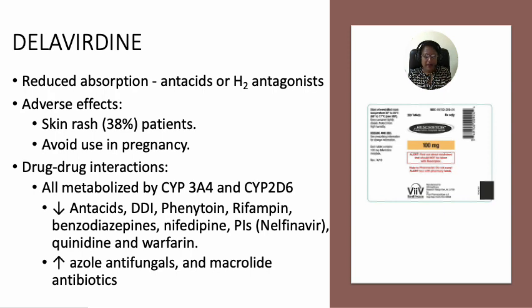It is metabolized by the cytochrome 3A4 and 2D6 enzymes and also inhibits these isoforms. So therefore, drug interactions with these agents listed here would occur, either reducing serum levels of delavirdine or increasing serum levels in the presence of concurrent use with these agents.